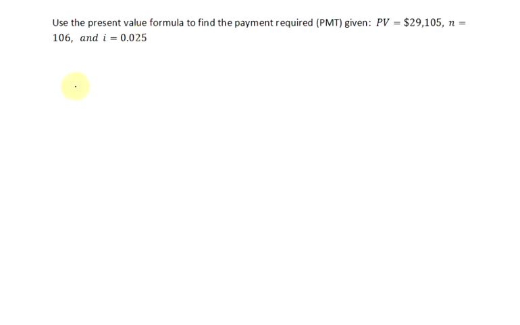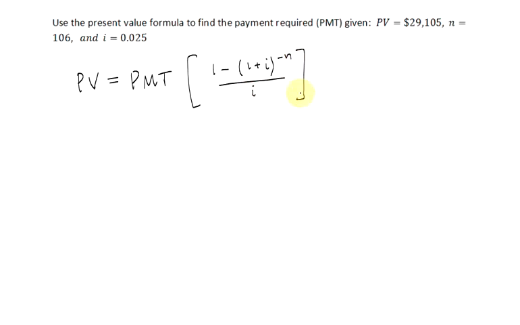So first thing I'm going to do is write the present value formula on my paper. Present value equals payment times the quantity, 1 minus 1 plus I to the negative n power in the numerator, all divided by I. And just to clarify, this little negative n in the exponent just means that we're going to take the opposite value of n that we're given. So we'll see how that works here in just one second.